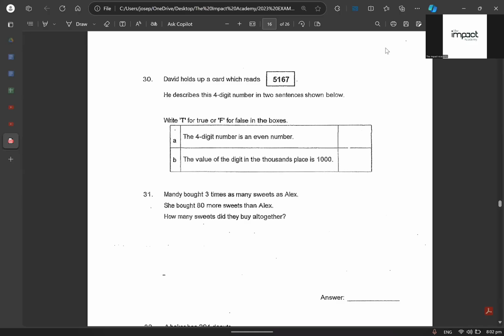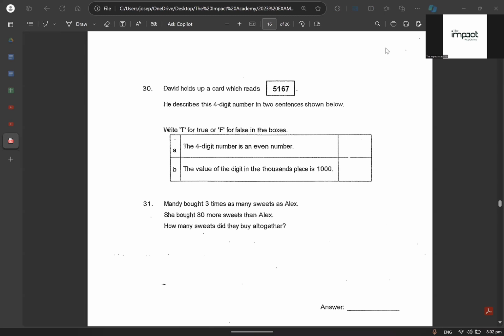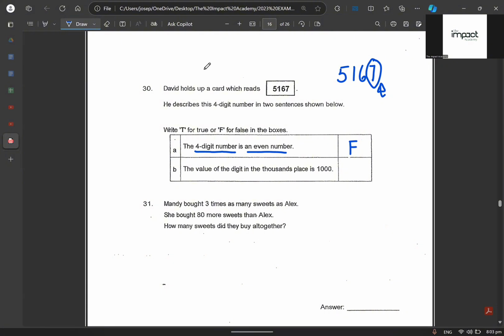Now, David holds up a card, right? Which reads 5167. Now, over here, you just have to answer true or false, right? We are just going to look at the first one. The 4-digit number is an even number. You look at the last digit of 5167. Is the last digit an even number? No, it's an odd number. So that's the reason why it is false. Am I making sense or not making sense?